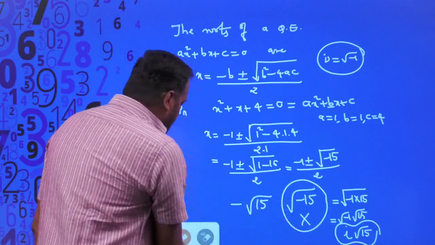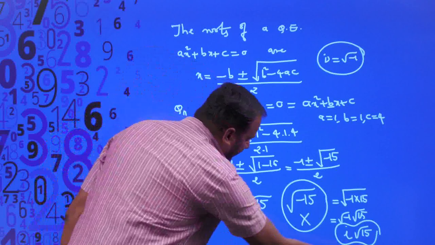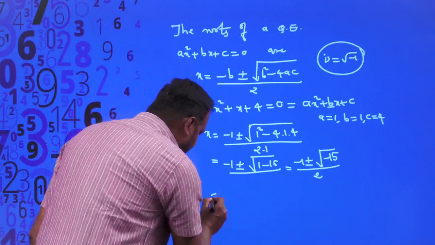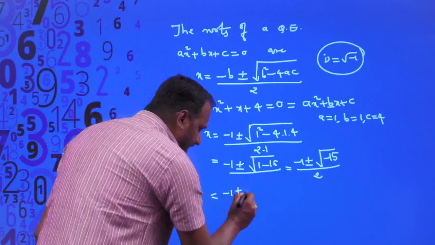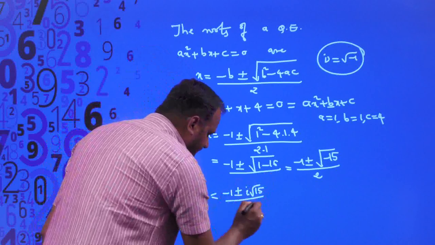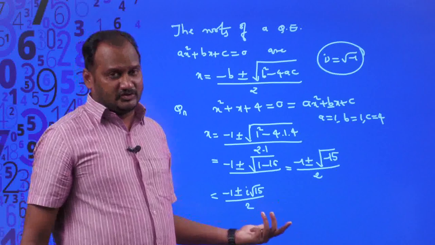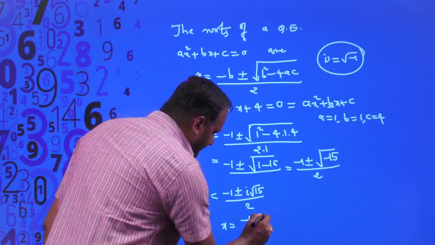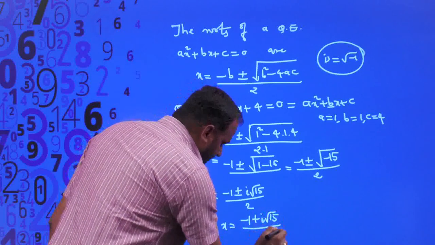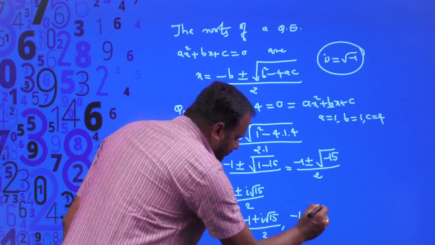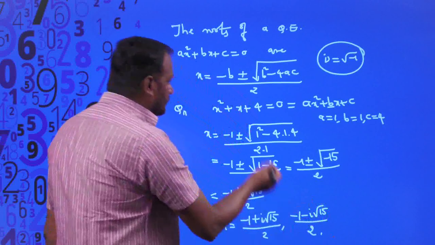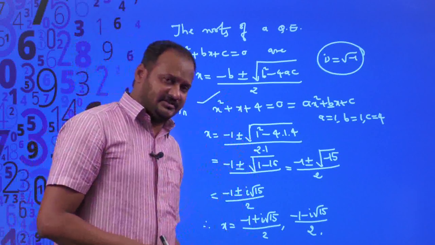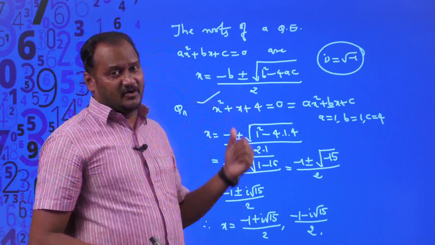So if you write those values in the place of root over negative 15, then the quadratic roots will become negative 1 plus or minus i into root over 15, divided by 2, right? Now we can split it into two roots. Those two roots are, therefore, x is equal to, the first one, minus 1 plus i into root over 15 divided by 2, comma, the second one, negative 1 minus i into root over 15 divided by 2. So these two are the roots of the given quadratic equation. Like that, we can figure out the roots of any quadratic equation by using this quadratic formula, right?